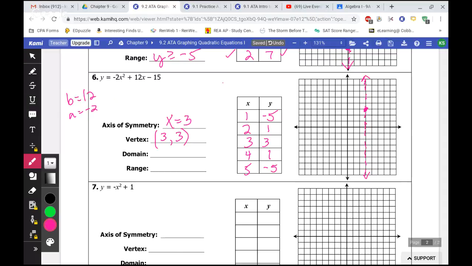So I'm going to go over 2, up 1. So it looks like we're going in the right direction so far. Over 1, down 5. 1, 2, 3, 4, 5. All right. Over 4. 1, 2, 3, 4. Up 1. Over 5, down 5. And so there's our symmetry, and we have our parabola.